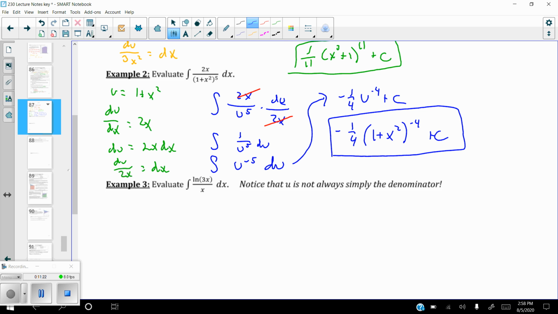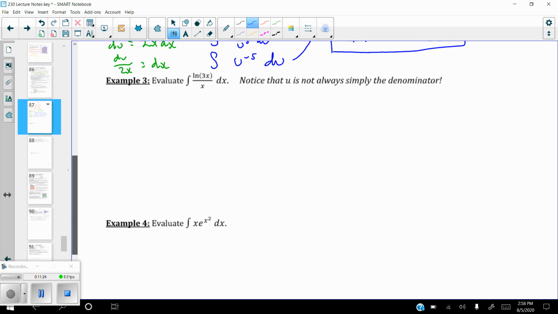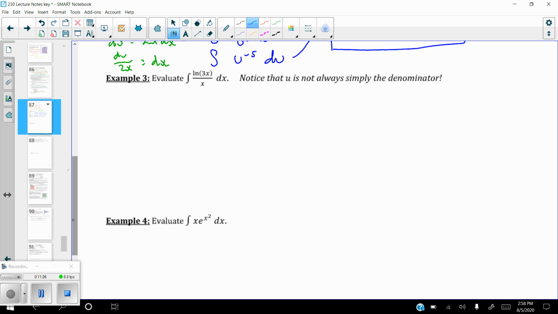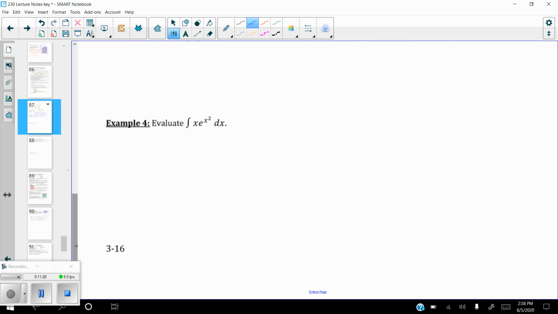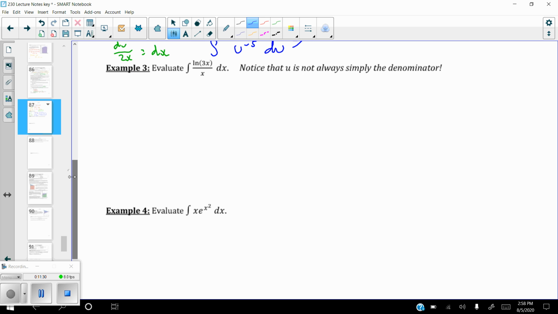All right, one more example here. Example 3. Actually, it's 2 more examples, excuse me. I want to make sure it wasn't a 5th one down there. All right, example 3.